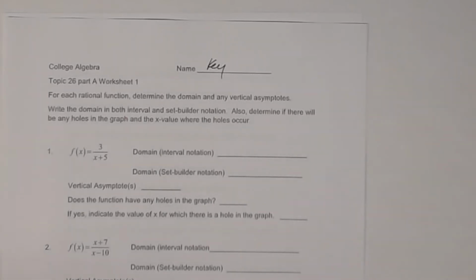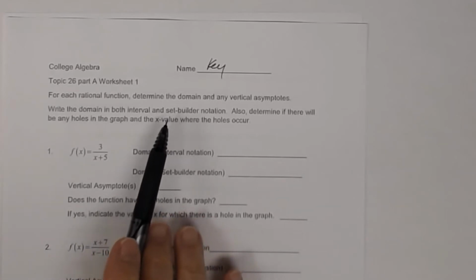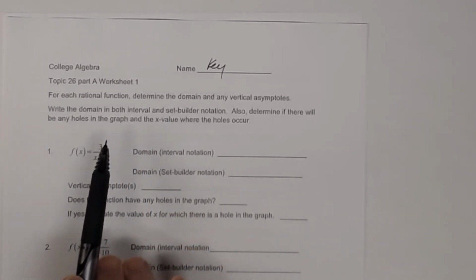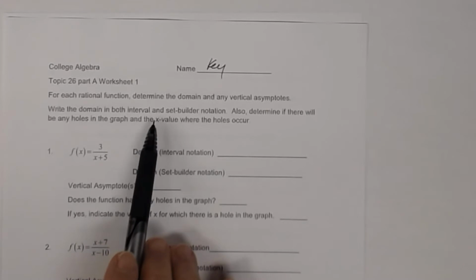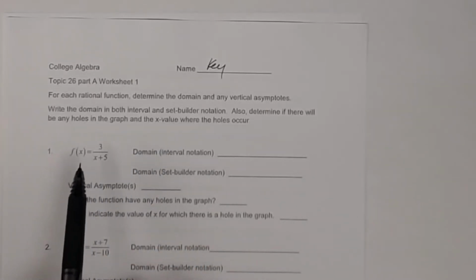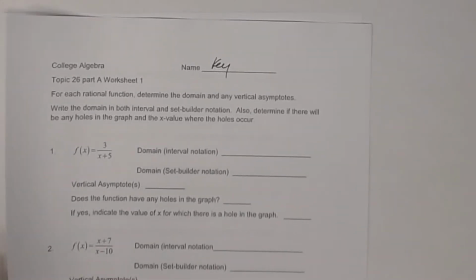This is the key to topic 26, part A, worksheet 1. And on this worksheet, it says for each rational function, determine the domain and any vertical asymptotes. Then write the domain in both interval and set builder notation. Also determine if there will be any holes in the graph and the x value where the holes occur, if there are any. All right, so let's look at number 1.